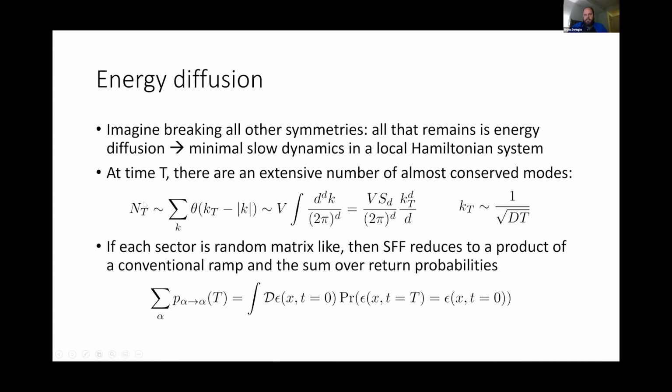And then you simply count the number of modes, which is just an integration over all the wave vectors less than this characteristic scale. And you see immediately that it's proportional to the volume of the system times this characteristic scale. So in other words, in any fixed time, there's an extensive number of modes that have barely decayed, right? So this is a lot of information left in your system that hasn't gone away yet. And then again, like I said, if each sector is random matrix-like, the spectral form factor would reduce to a product of this ramp plus a sum over all the return probabilities of these modes. And if these modes are all just diffusing, then we actually know how to calculate this.